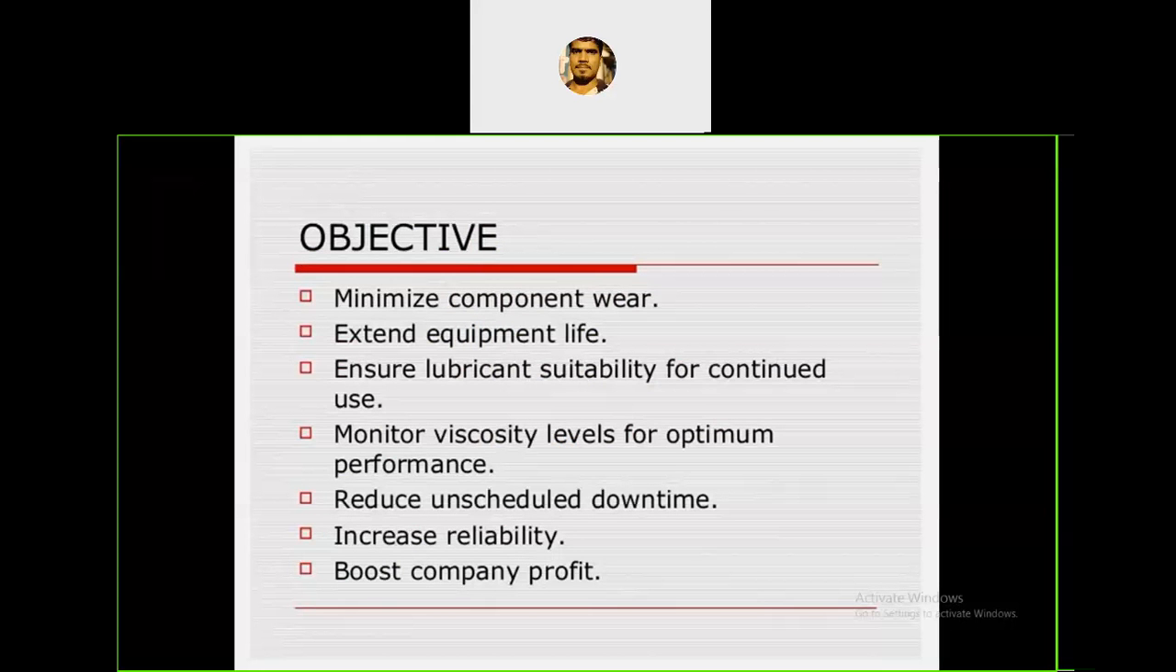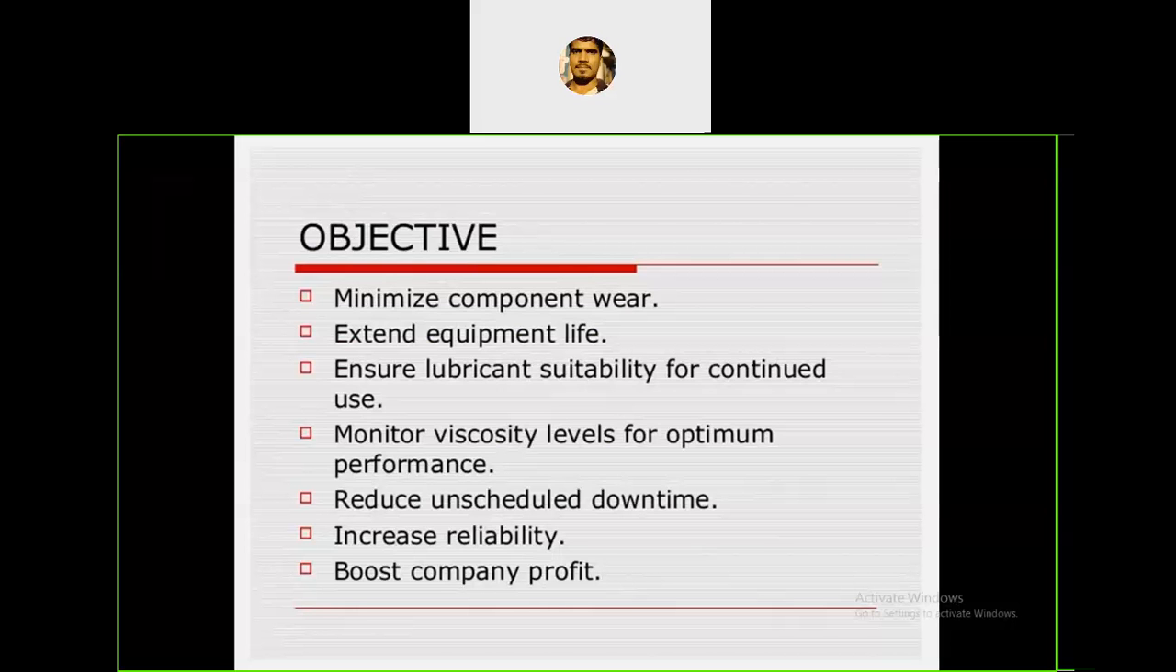It also ensures lubricant suitability for continued use. Yes, of course, this monitoring provides information about the lubricant usage. If the lubricant is already used and has some contamination, that lubricant has to be replaced. That information is also given by this technique. And it monitors viscosity level for optimum performance. Of course, the viscosity level is very important. By maintaining the proper viscosity level, we can avoid so many types of wear: abrasive wear, corrosion wear, fretting wear. All these wears depend on the viscosity.